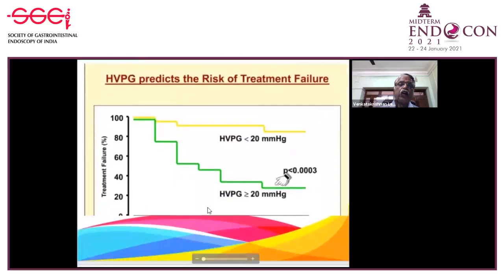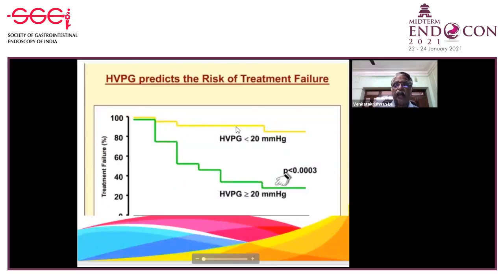It has also been shown in a study that if you are not able to bring down the HVPG in a post-EVR ulcer bleed, and the HVPG is more than 20, you have increased treatment failure and increased mortality. In this study they used terlipressin, and after 48 hours of terlipressin in post-EVR ulcer ligation, when they were able to reduce the HVPG, the mortality and treatment failure came down.